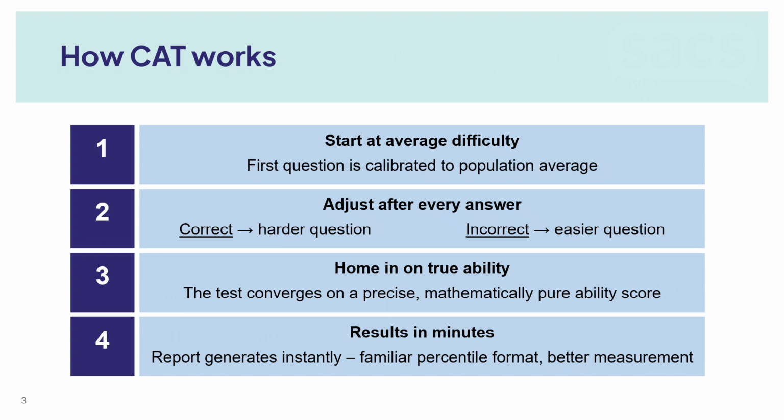What that means for clients is that you get the results in minutes, in a familiar percentile format. With percentile scores, the 50th percentile means exactly population average, the 10th percentile is not great, and the 90th percentile is really good.